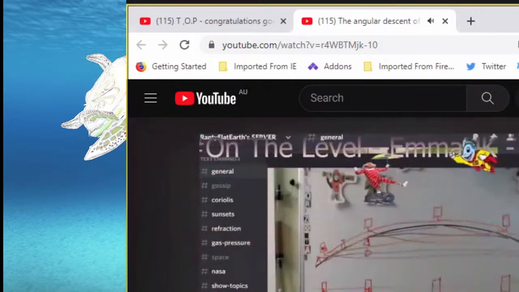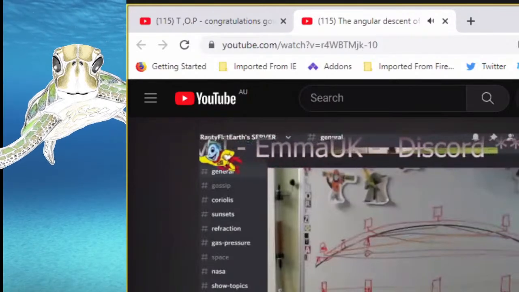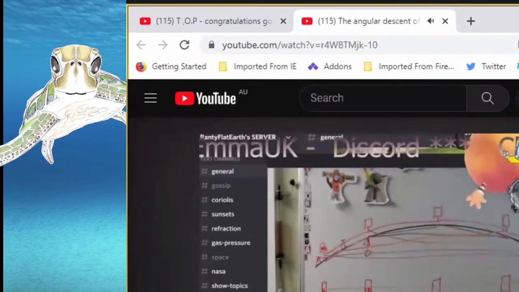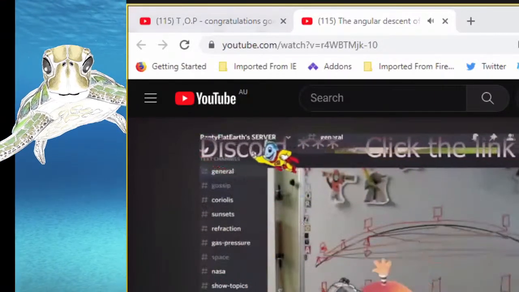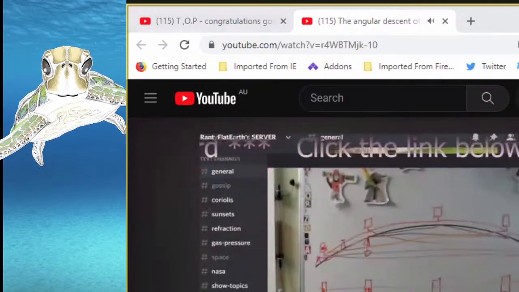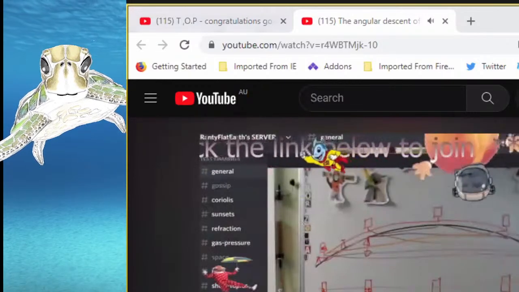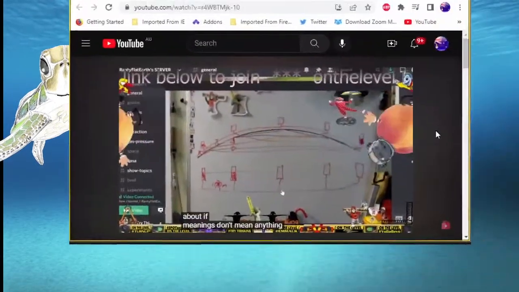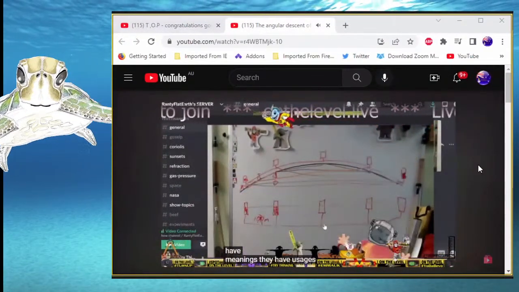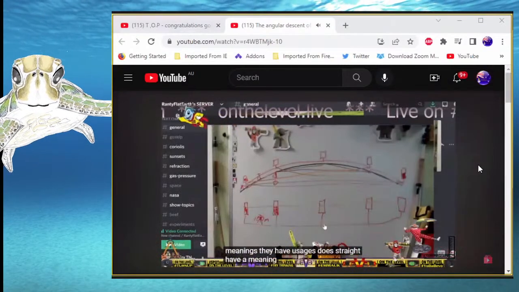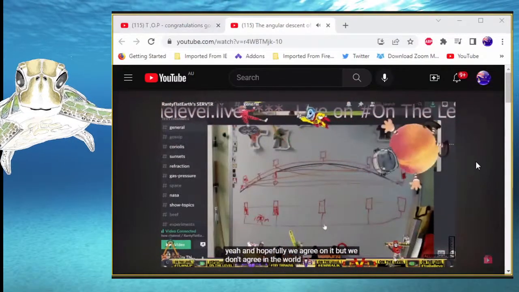We heard you say that. And we all decided that was perhaps one of the fences. It's sort of akin to straight lines bend, but worse. Straight lines and bending would be mutually exclusive. Are you sure about that? What about if meanings don't mean anything, and your definitions don't care? Words don't have meanings; they have usages. So what can we understand if meanings don't mean anything? Straight has a meaning, and hopefully we agree on it, but we don't agree. Right, if you're using the word level, does the horizon have a definition?